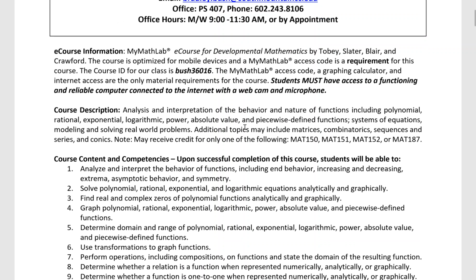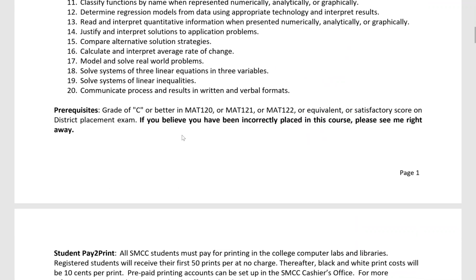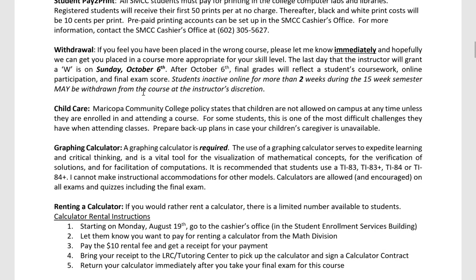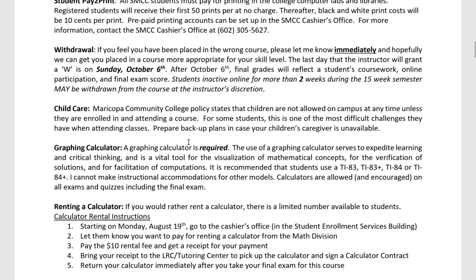You need to have a functioning and reliable computer connection with internet and a webcam and microphone. That's important. If you don't, then maybe this isn't the right class, and I would look to find a class that's in person. Here's some course competencies. I'll let you look at those. Last day to withdraw on your own without talking to me is Sunday, October 6th. After that, you can withdraw. You just have to have me do it for you.